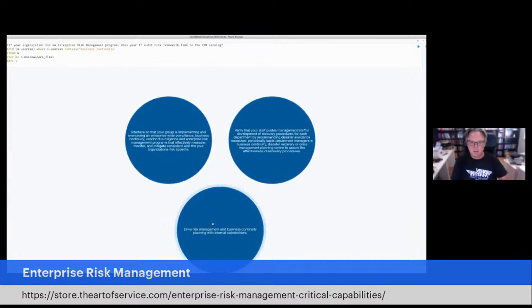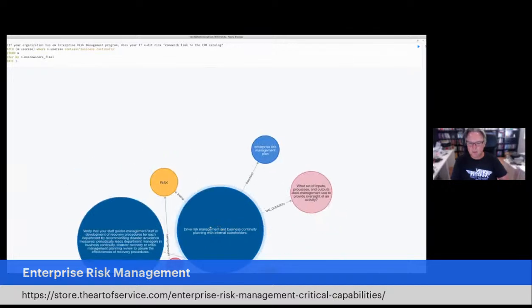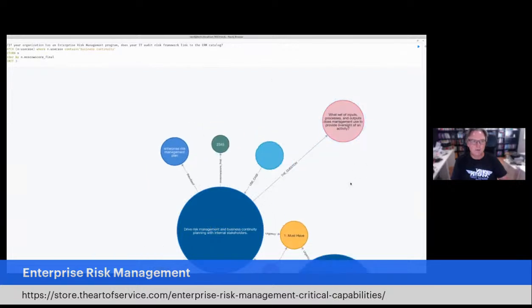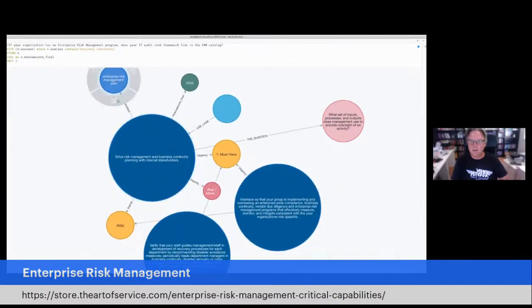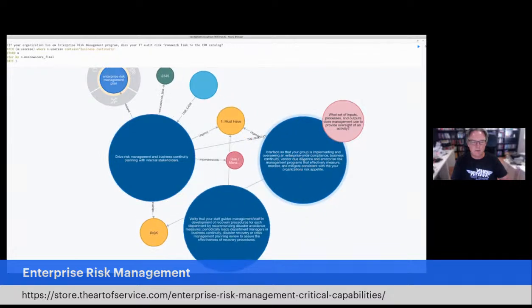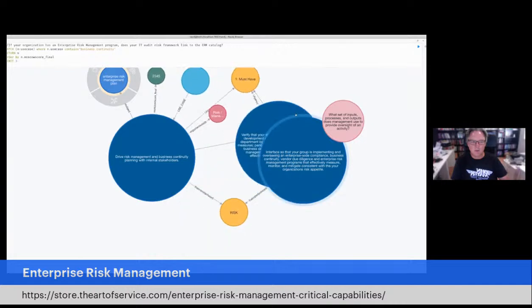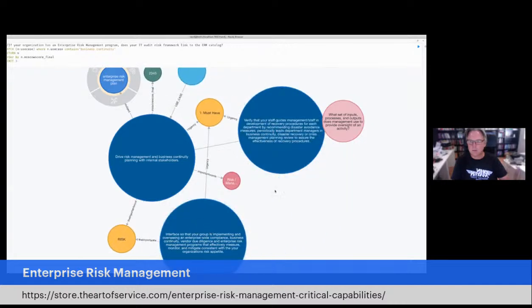Drive risk management and business continuity planning with internal stakeholders. How do I do that? I ask this question. What set of inputs, processes, and outputs does management use to provide oversight of an activity? And I want to have an enterprise risk management plan in place. There, must-haves. Interface so that your group is implementing and overseeing compliance, continuity, vendor due diligence, enterprise risk management programs, and mitigate consistent with your organization's risk appetite. Risk appetite is an interesting one.